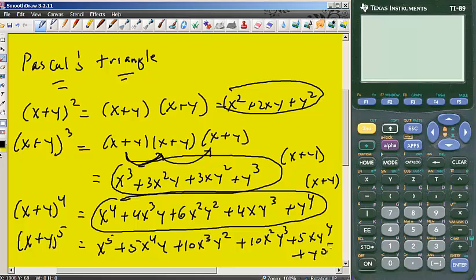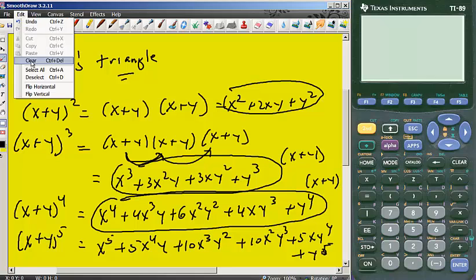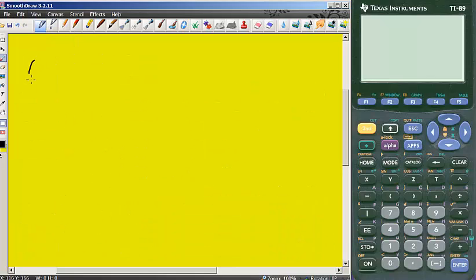Okay, and then you keep going like that. Well, how am I getting these answers so fast? Well, first of all, I just need to know what the coefficients are. And that's what Pascal's triangle does.